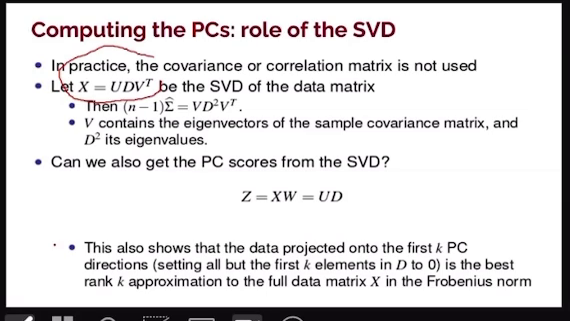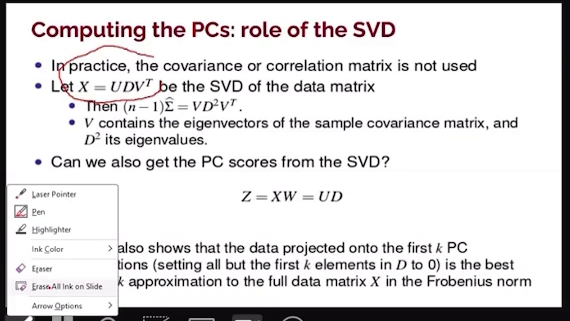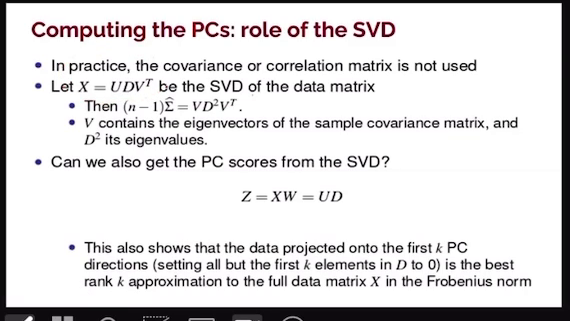Now, if you want to compute the variance, what we're telling the world is that if I know V, the square of D, and the transpose of V, that is going to be the same as n minus 1 multiplied by the estimate of the sample covariance. The question is, what is V? V contains the eigenvectors of the sample covariance, and D squared contains the eigenvalues.